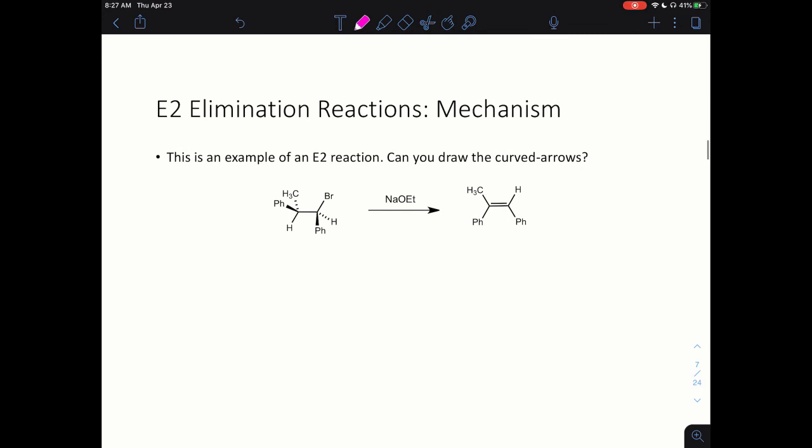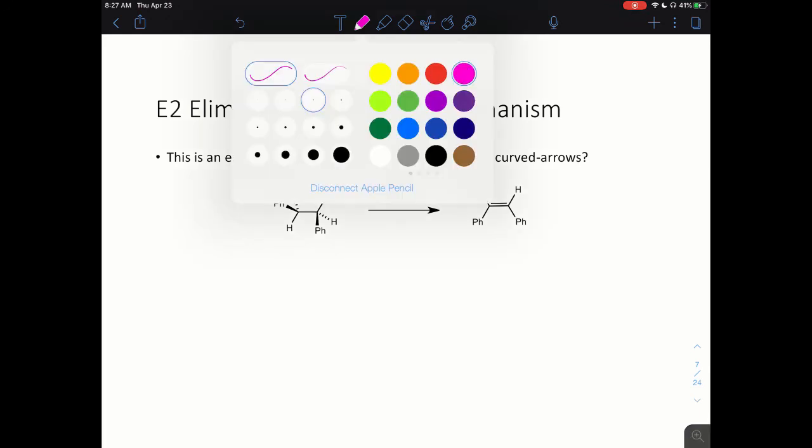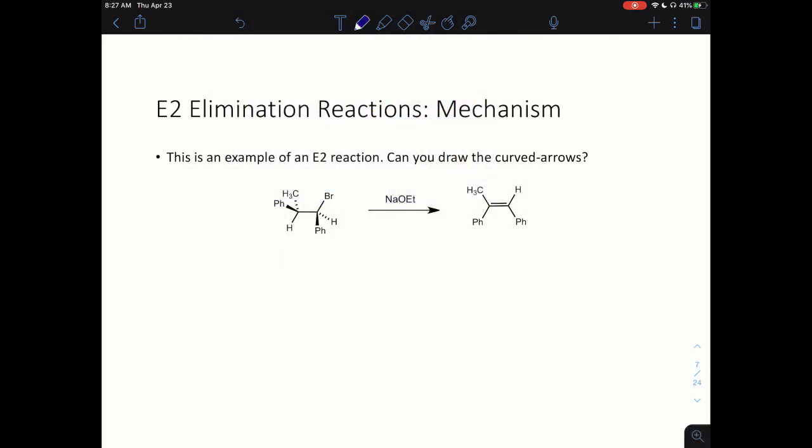So here's an example of an E2 reaction, and I would like for you to draw the curved arrows for this reaction. Well, we can see that we're breaking this bond. This is our alpha carbon. Here's our beta carbon. Alpha, beta, right? I can tell that this is the beta carbon because it's bonded to methyl and phenyl. So I'm using the substituents in the molecule to guide my assignment of the different carbons.